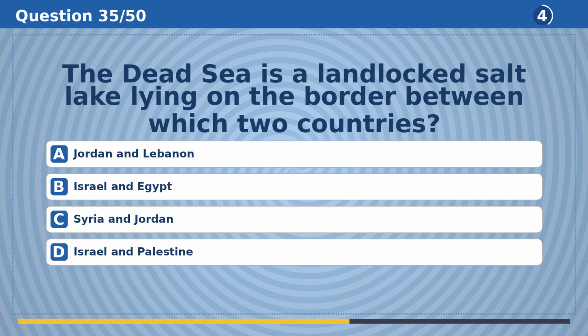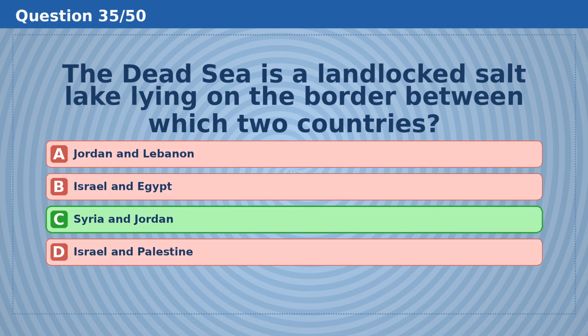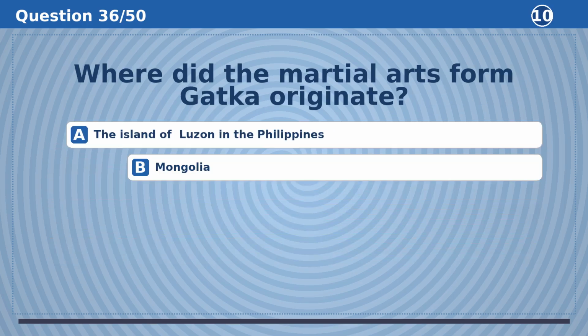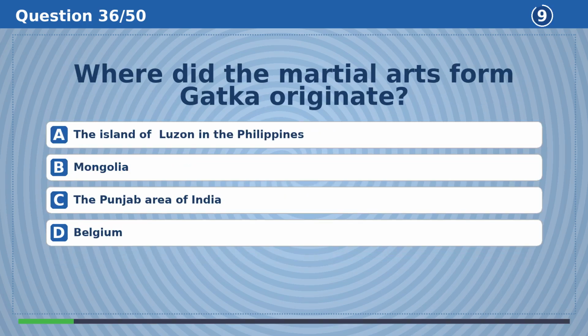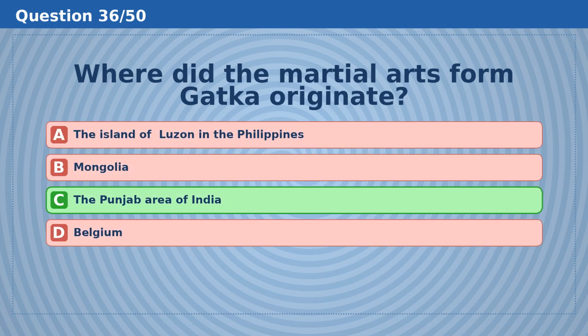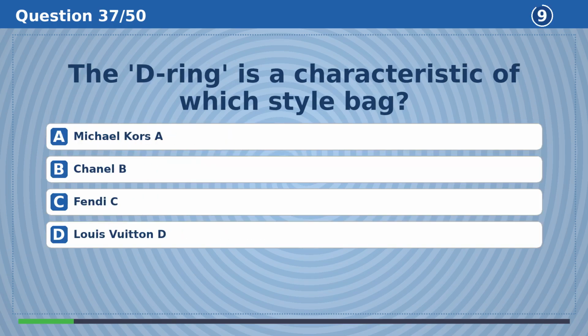The Dead Sea is a landlocked salt lake lying on the border between which two countries? The answer is C. Syria and Jordan. Where did the martial arts form Gatka originate? The answer is C. The Punjab area of India.